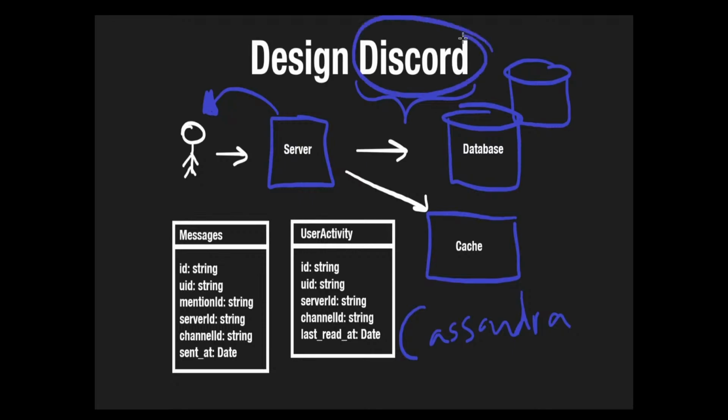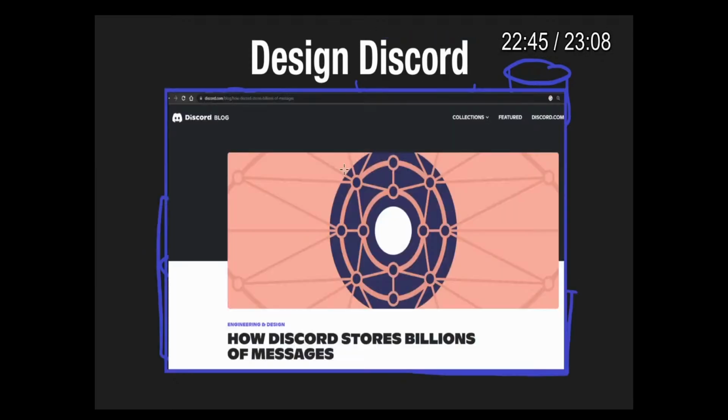Now, what do you think Discord chose as their partition key for messages? It was the channel ID. So all messages for a channel should be on the same partition. After that, they did not go with a sort key to run queries.